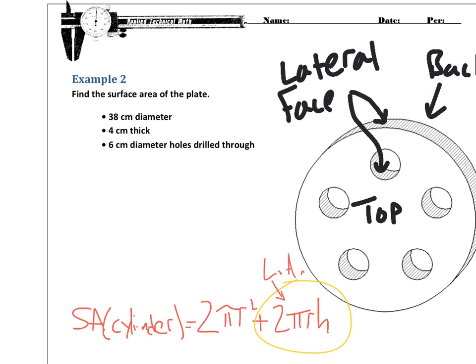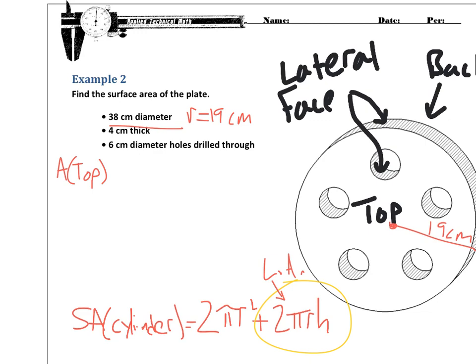Surface area just means you need to find all of the areas of the top and bottom and the sides and add them all up. So we can piece this out. The area of the top, well, we've got a big circle. The radius of the big circle, we're told, is a 38-inch diameter. So the radius is half of that, half of 38. 38 divided by 2 is 19. So this is 19 centimeters.